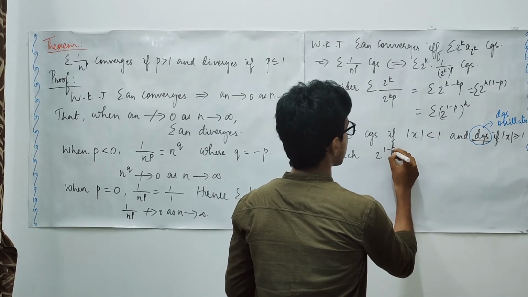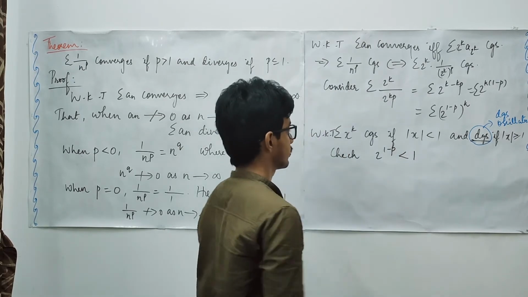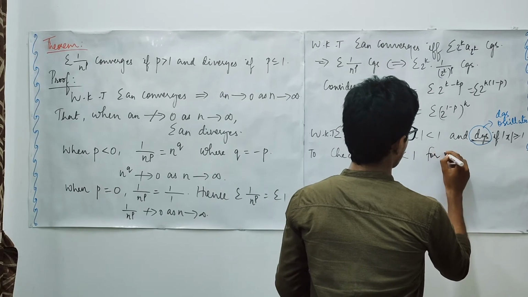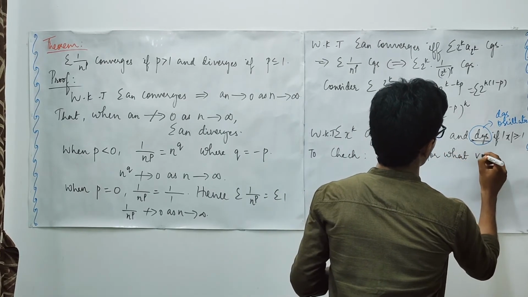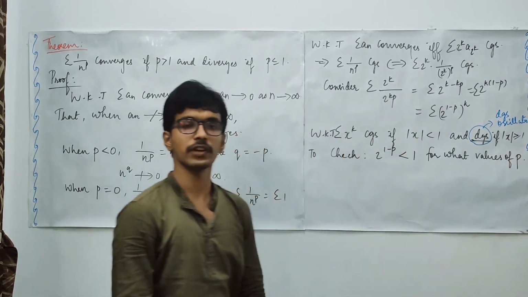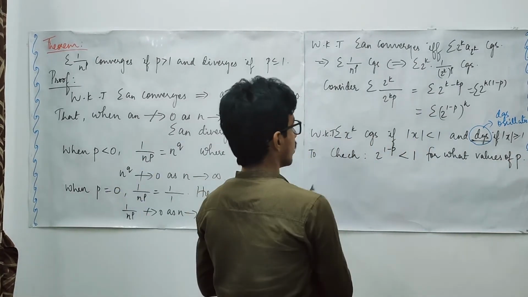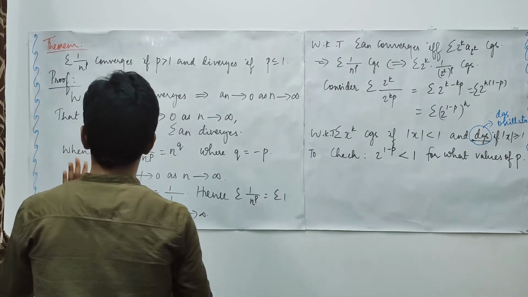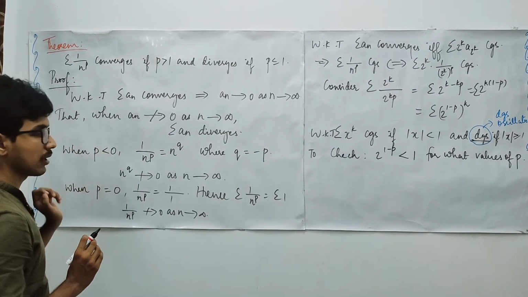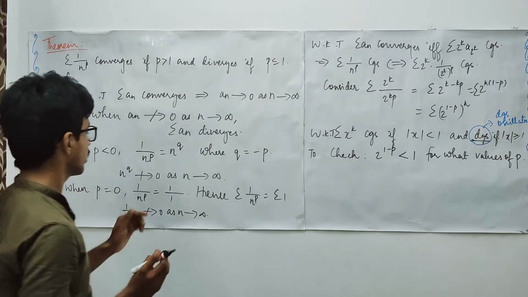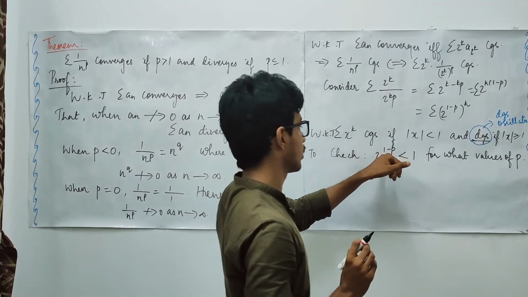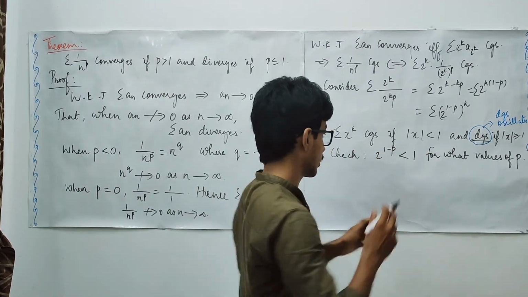which means we will have to check when 2 power 1 minus p is less than 1. So this is going to happen for what values of p? This is what we need to check. Here p equal to 0 is included, p smaller than 0 is included here, right? Even if you include p equal to 0 in this case, you are going to get what? 1 minus 1. Okay, sorry.